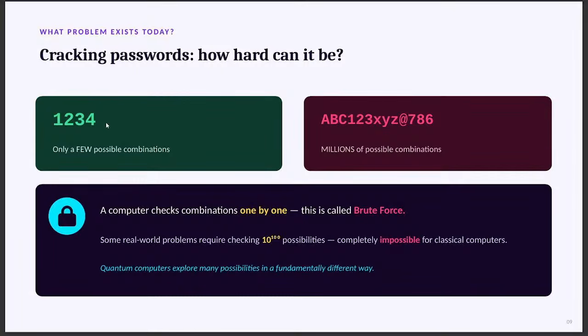Checking one password after another is called brute force. A computer checks combinations one by one, that we call brute force. Practically, it is impossible to crack this particular password which I have been showing on the screen. Quantum computers do not simply try passwords one by one, they explore possibilities in a fundamentally different way, which is why researchers believe they may solve some problems much faster. That is the main intention of inventing and studying quantum computing.